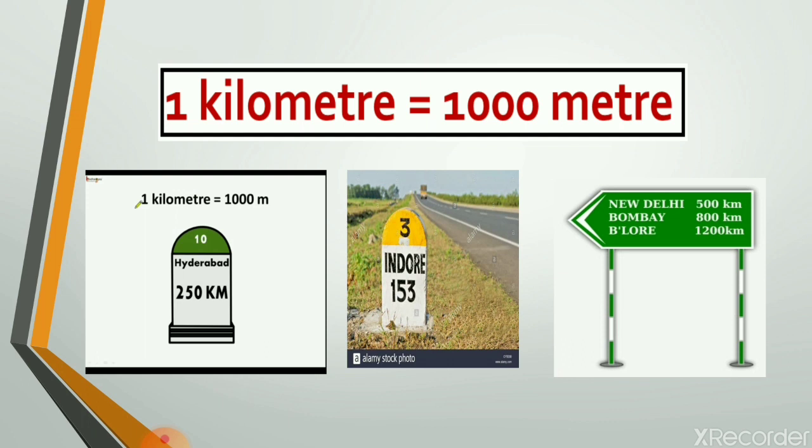See the board. Here, New Delhi is 500 kilometers, Bombay is 800 kilometers, and Bangalore is 1200 kilometers. So, for longer distances, we use the unit kilometer.